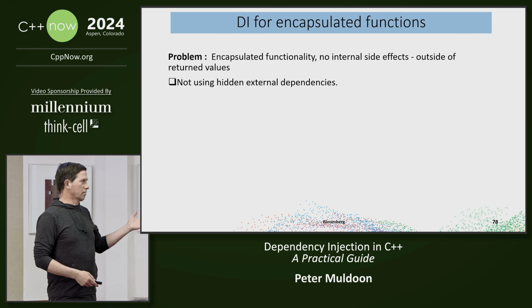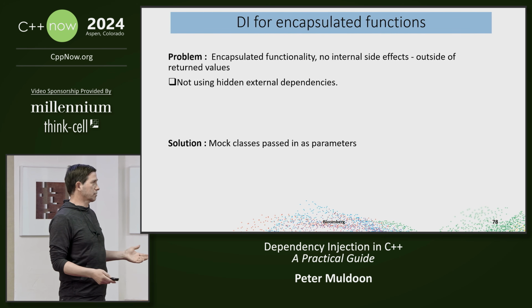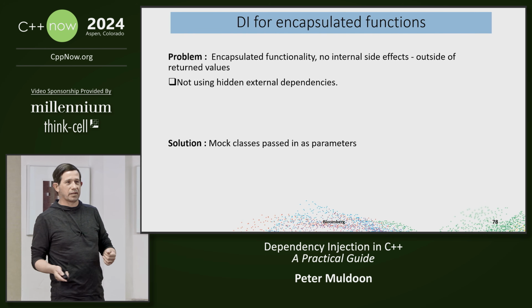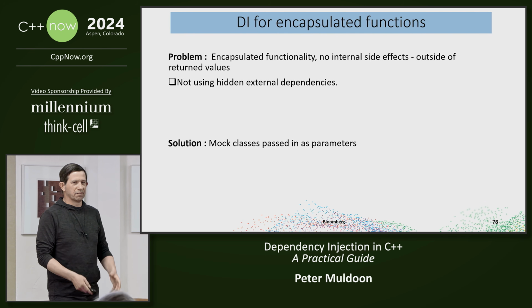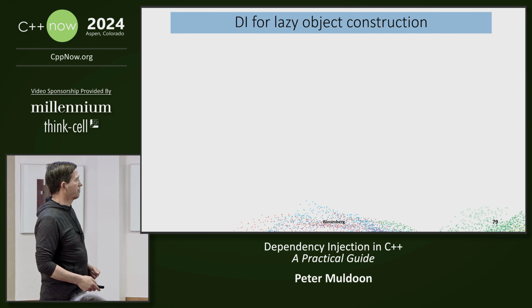All right, so it's easy, right? When it's a pure function, just pass mock classes in. No matter what is being passed in that has all kinds of dependencies, just pass your own very, very simple mock class in. Boom, you're able to test these functions. All right, let's keep moving.